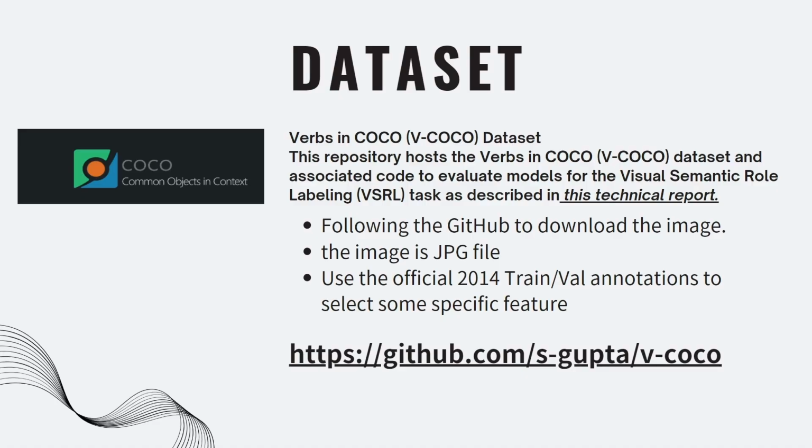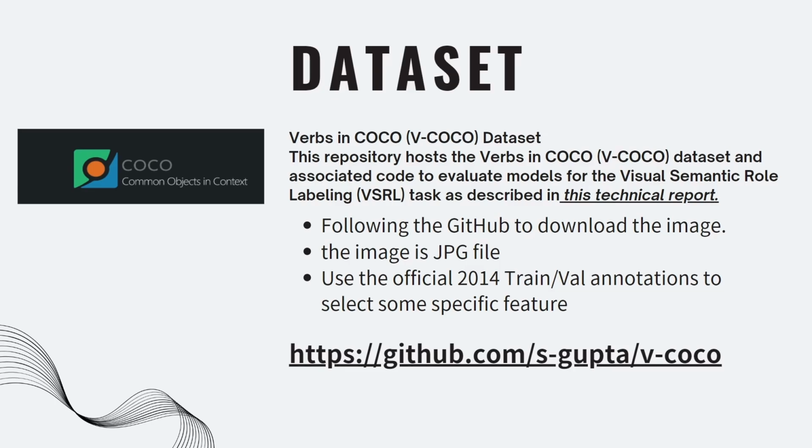In our work, we use V-COCO, verb in COCO, as the dataset. It can be viewed as the subset of COCO, which collects only verbs. We follow the instructions and use the COCO API to download images, and use the official annotation from COCO to get more information, such as bounding boxes.